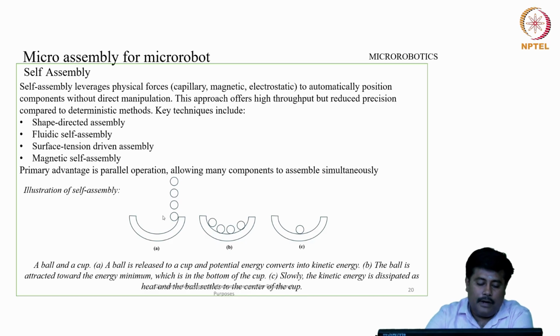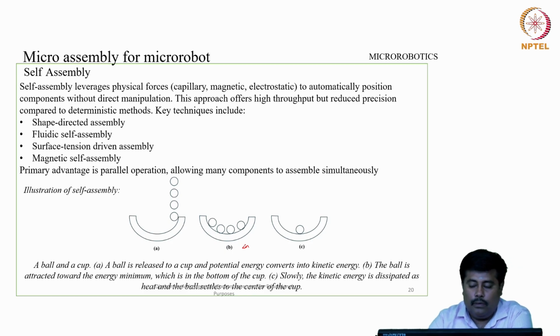Now the primary advantage of this particular system is, if you observe this figure, there is a ball and a cup. A ball is released into a cup and the potential energy is converted into kinetic energy. In this case, the ball is attracted towards the energy minimum, which is at the bottom of the cup. Slowly the kinetic energy is dissipated as heat and the ball settles to the center of the cup.